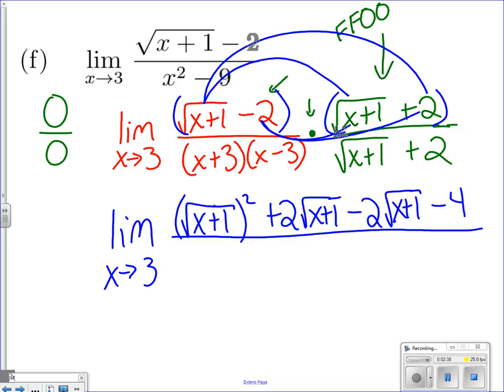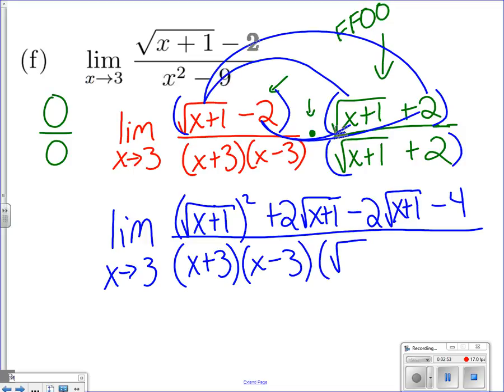On the bottom, I'm actually not going to FOIL anything. I'm literally just going to leave everything like one big multiplication. So we still have x plus 3 times x minus 3 times the square root of x plus 1 plus 2. And right now what you can maybe notice is that some of the things on top are actually canceling out, such as this 2 square root of x plus 1. So those will end up just dropping out.